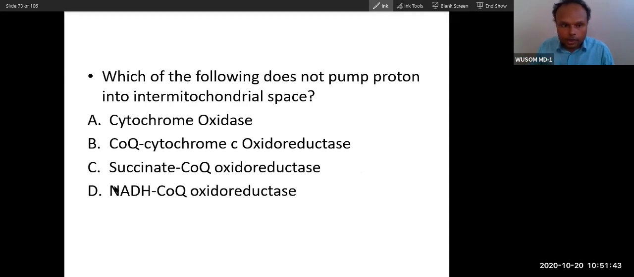Complex 2 is an enzyme of Krebs cycle, succinate dehydrogenase.